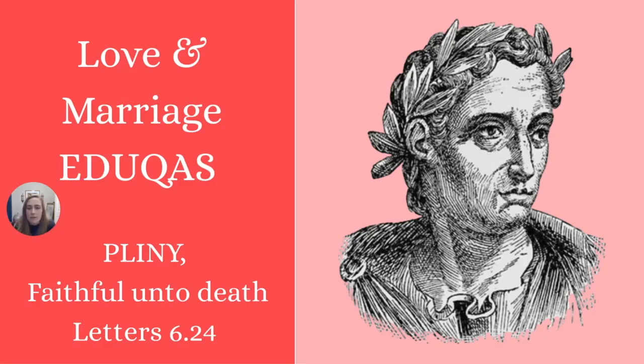So this should mark the final video, I think, of the series on love and marriage for the EDUQAS Latin GCSE. We're going to have a look at Pliny. So it is the final prose author. Everything in red, remember, is prose. Everything in pink is poetry. So the effects we look for are going to be a little bit different. We're not going to be looking at metre or end-line emphasis or anything like that.